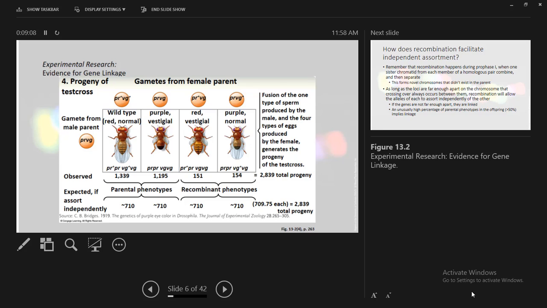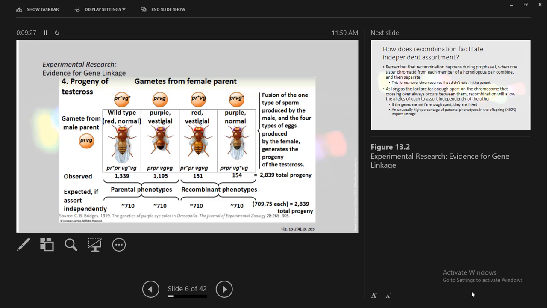So this is what we expected if they're sorting independently, but that's not what we got. What did we actually get? Very few unique combinations, right? Do you see that? This is a unique combination. Neither mom nor dad had this genotype. Neither mom nor dad had this genotype.